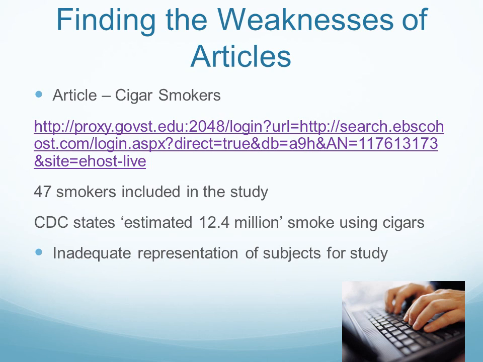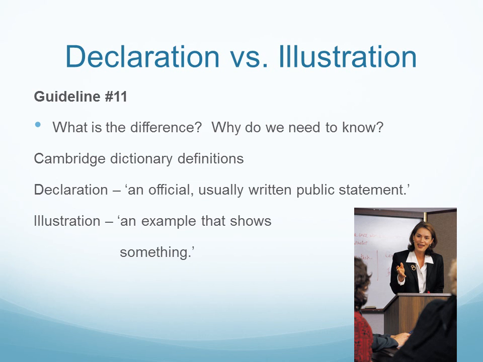If I were doing a paper on this, I would probably go ahead and look for a different article to use. I probably wouldn't use this one for the simple fact that I wouldn't feel like there were enough people studied. So after we figured that out, we will go ahead and look at declaration versus illustration.